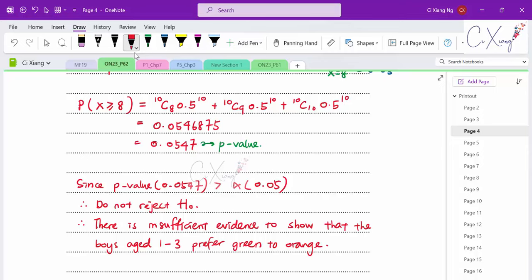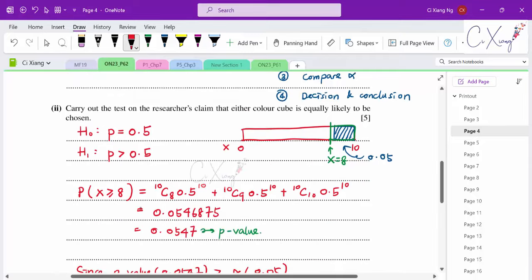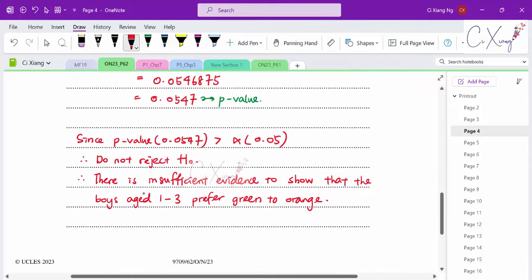Okay, so usually what we do about the conclusion is, as long as you have a statement that's more or less having the same meaning as what we want to show, then it is okay. So for me, I'm using there's insufficient evidence to show that the boy age 1 to 3 prefer green to orange. So prefer green to orange means this one. But there's not enough evidence or not enough proof to show that this is correct. So therefore, my conclusion is something like this.